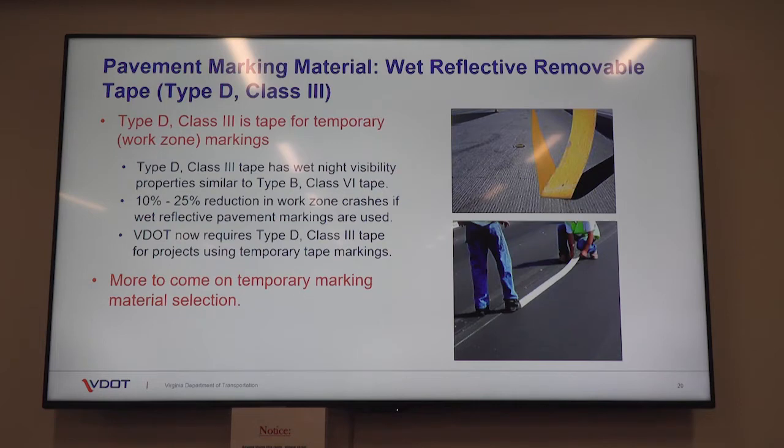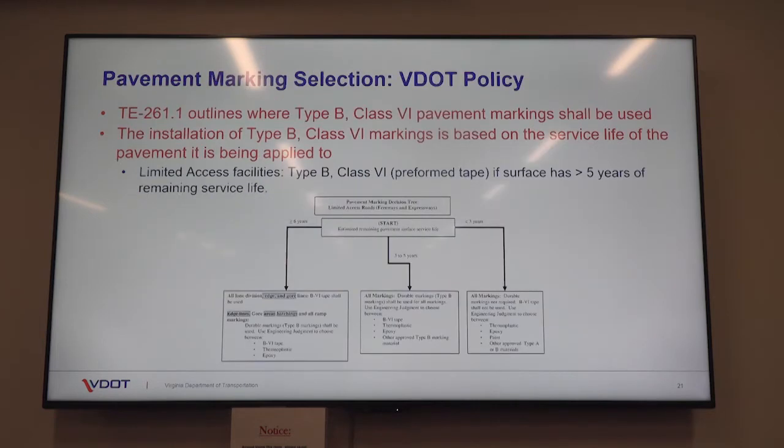Okay, TE Memo 261.1 has a lot of information on where to apply the Type B6 on limited access highways. As I mentioned before, that's where we want to use our B6, but not if the road will be resurfaced soon. Obviously, we want to get a long life out of that B6. So it doesn't make sense, if your road's scheduled to be repaved in a year, to throw down B6 and then have to apply new marking. So it should usually be used when you have about 5 years or so left on the life of your pavement.